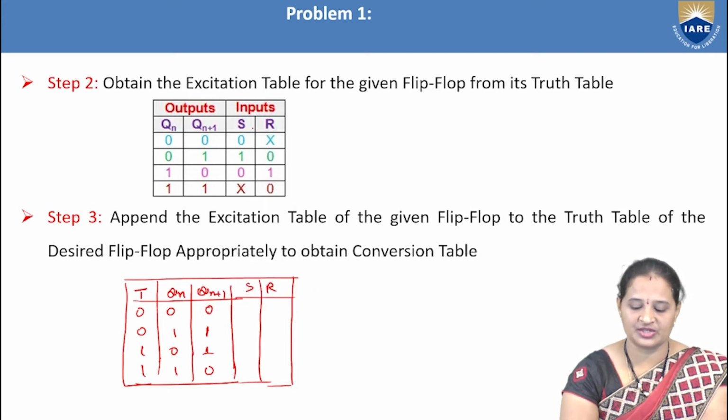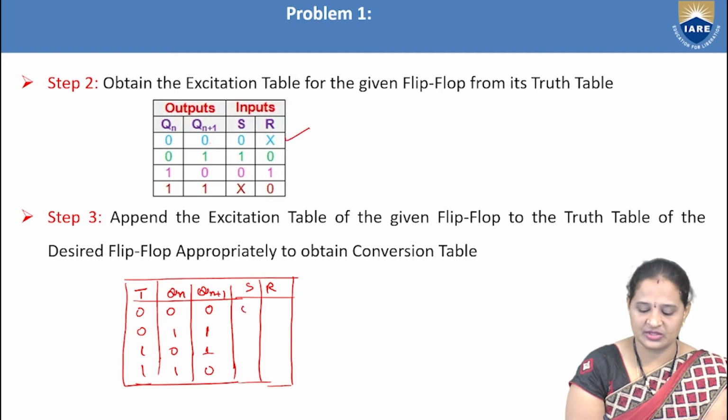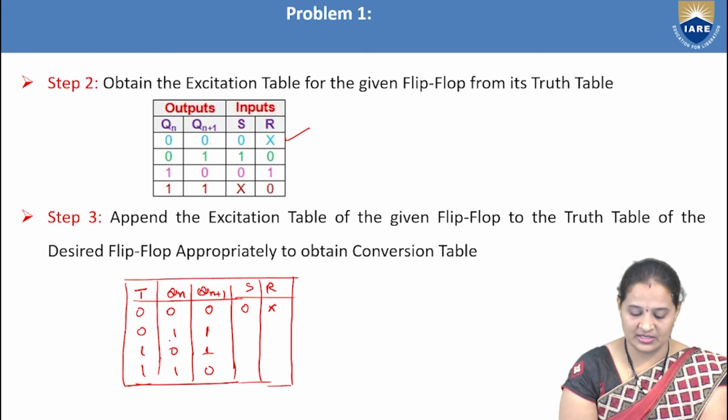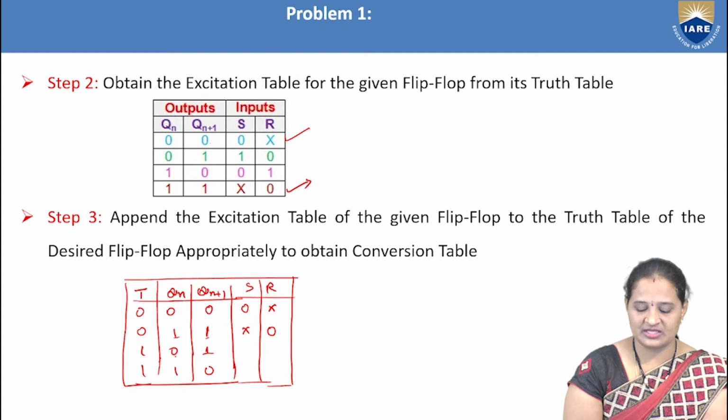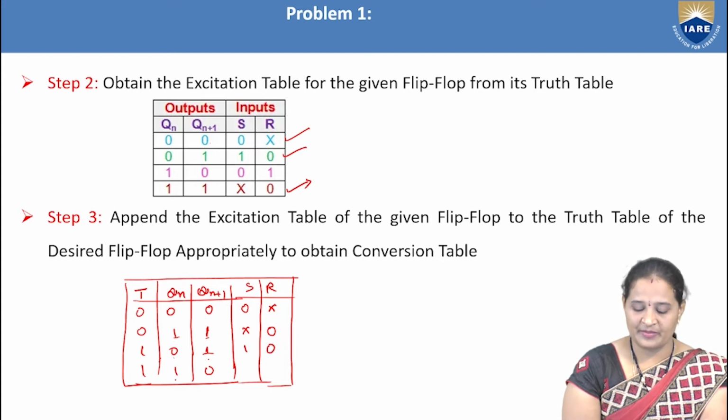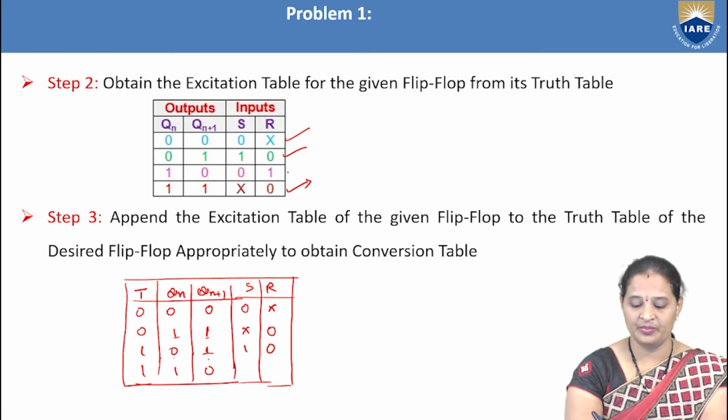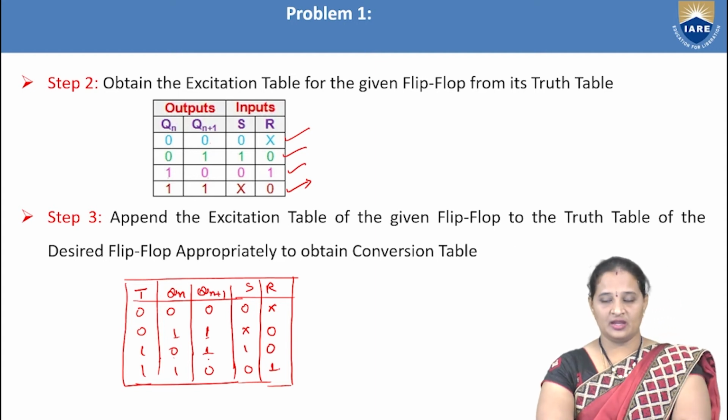So according to the excitation table, when present state is 0 and next state is 0, what are the S and R inputs? 0, don't care. Next, the present state is 1 and next state is 1. What is the excitation from the excitation table of the SR flip-flop? That is don't care, 0. And the present state is 0, next state is 1. So S equals 1, R equals 0. And the present state is 1, next state is 0. What is the SR input? 0, 1.